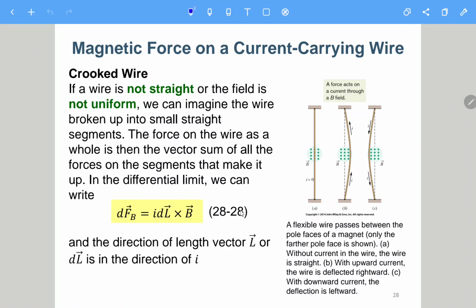So in this case, if the wire is not straight, then we can simply just cut it into many segments. For each of the segments, we just calculate the FB to be I times dl and then cross B. So within a small segment dl, we can regard it as a straight wire. Then we can calculate dl cross B and then times I all the way.